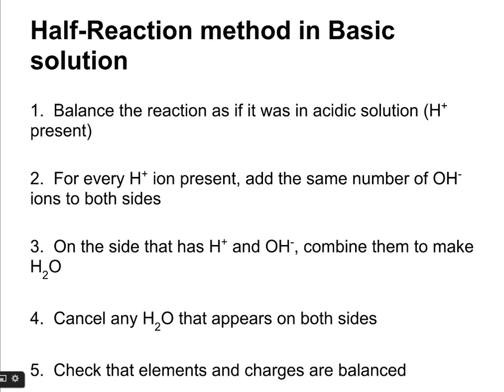These are the rules for balancing redox reactions that take place in basic solution. The method is largely the same. You just balance the reaction as if it was in acidic solution with the hydrogen ion present. Our big difference, though, is that for every hydrogen ion present, we're going to be adding the same number of hydroxides to cancel that out. We're trying to combine them to make water and then cancel out any water molecules that appear on both sides of the reaction.